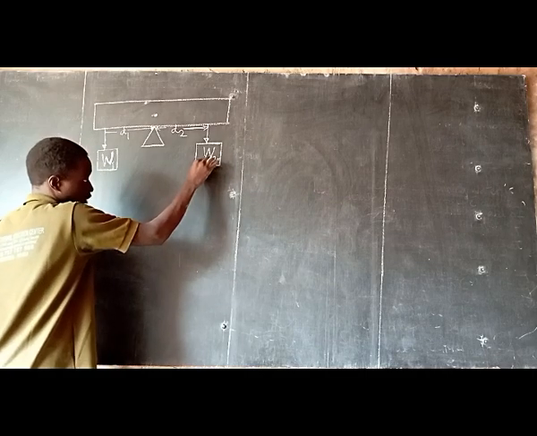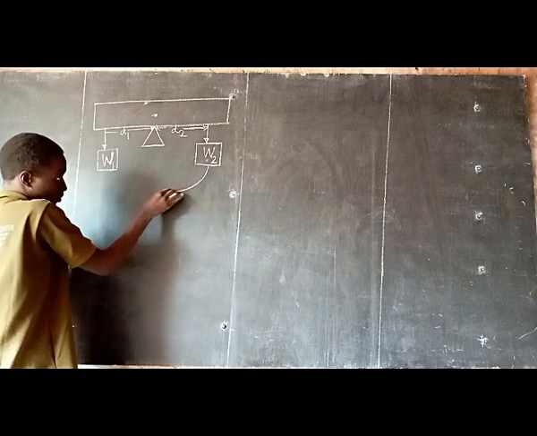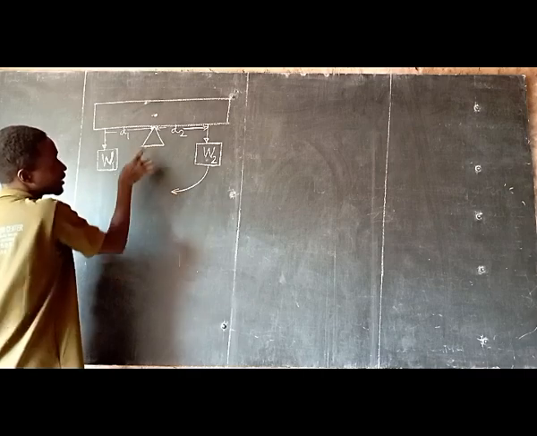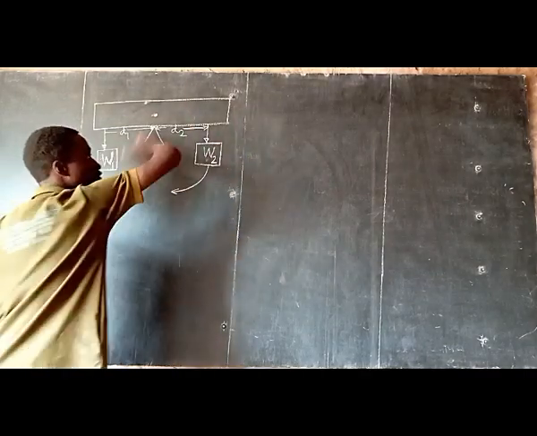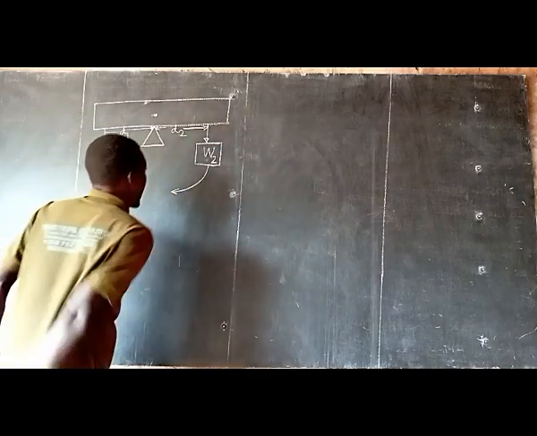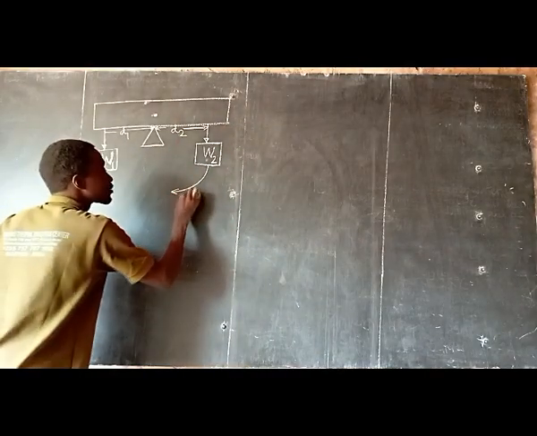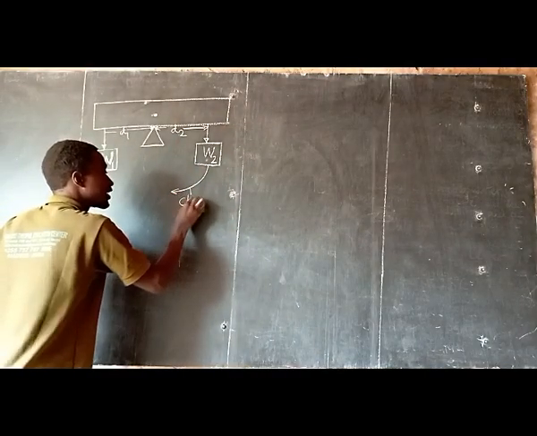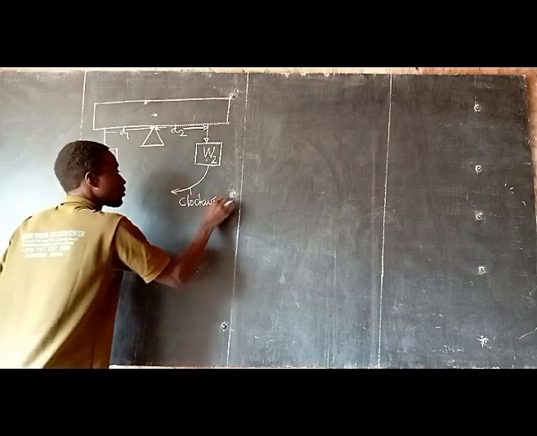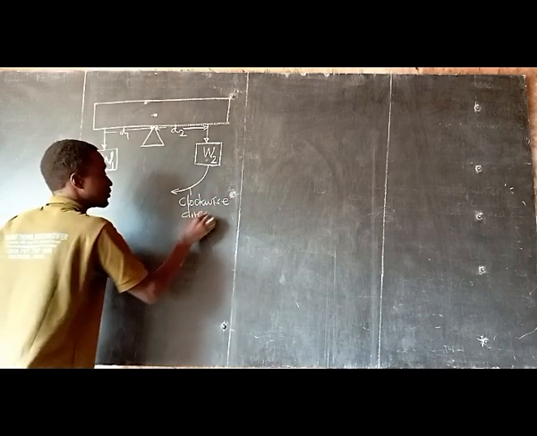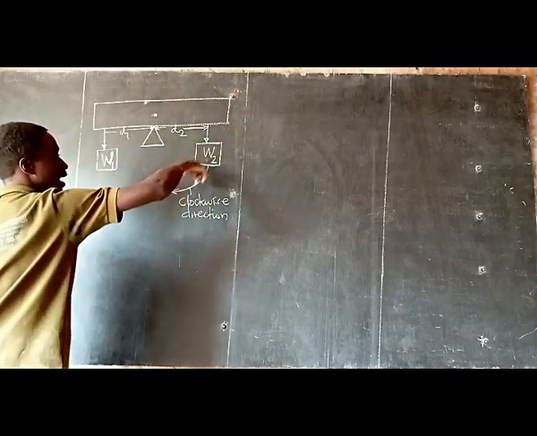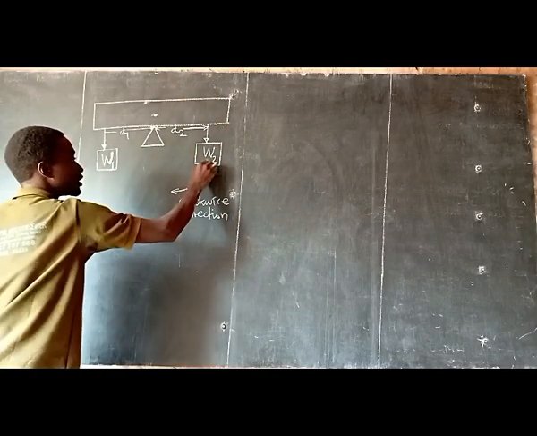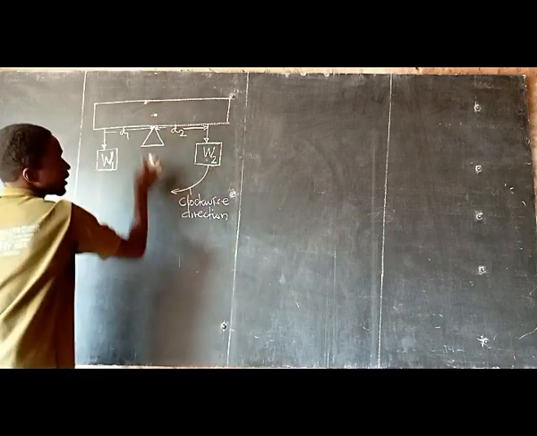So in our diagram, the clockwise direction will be due to weight 2. Weight 2 will be moving this way towards the turning point. This way is the same as that of an arrow of the clock, as you may see. Now this, we say it is a clockwise direction. It moves the same way as that of an arrow of the clock, moving towards the turning point.